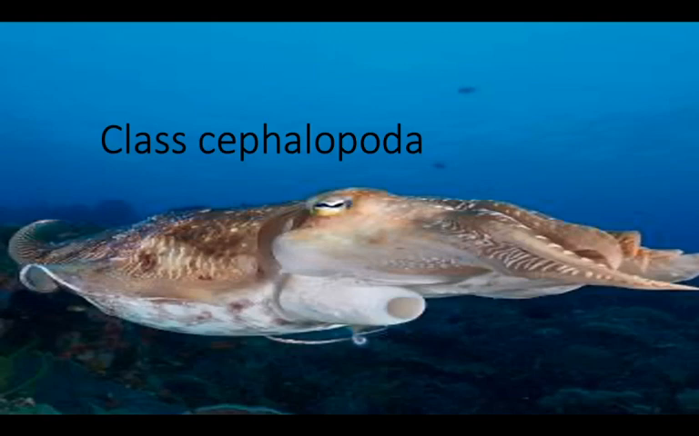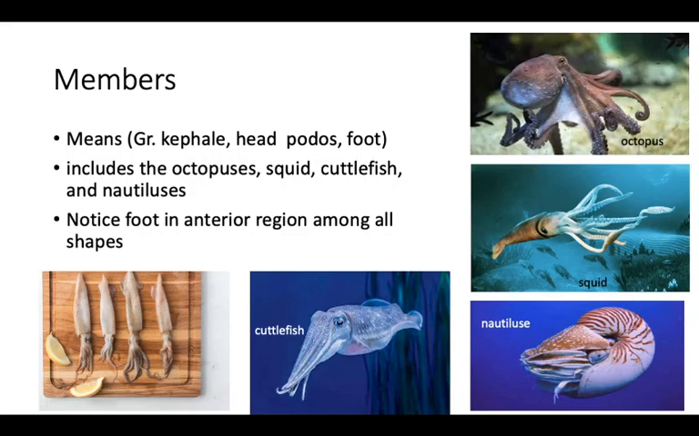Today we are going to discuss the class Cephalopoda. The members of class Cephalopoda include octopus, squid, nautilus, and cuttlefish. And this image basically shows you the main difference between a squid and an octopus.